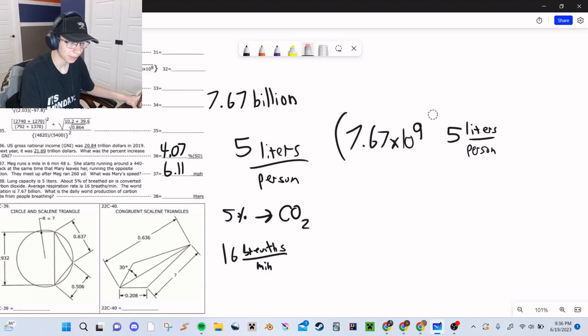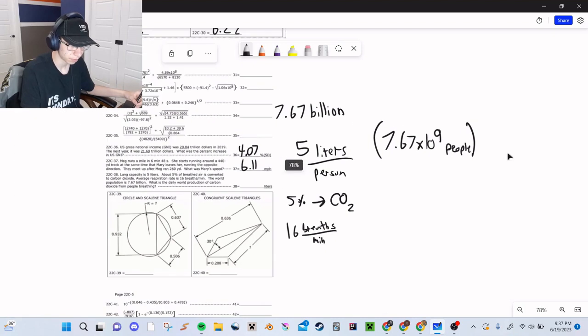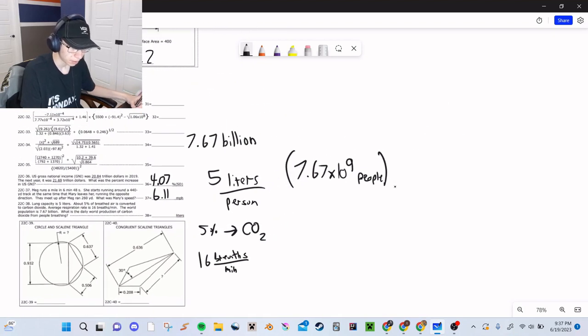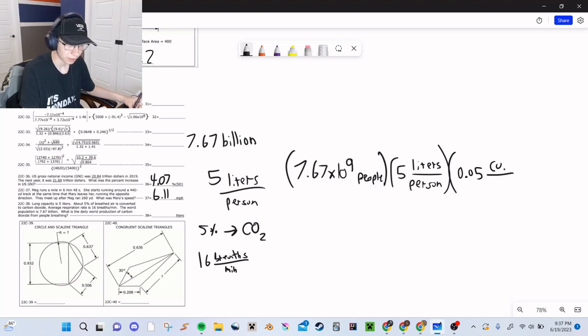So actually, let me rewrite this. We have this many people. We're going to multiply this by 5 liters of air per person. And 5% of that air turns to CO2. It's like CO2 over liters of air.